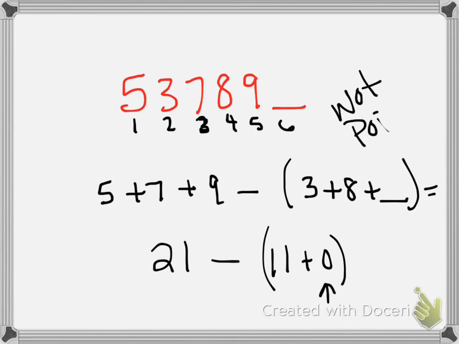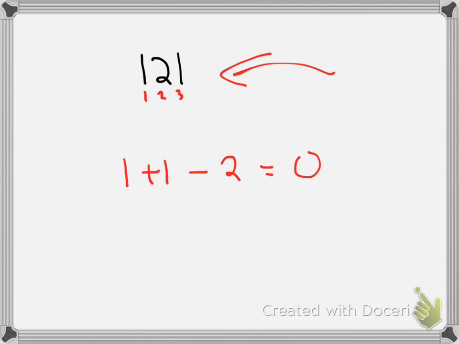Okay, so let's try another one that we know is divisible by 11. For example, the number, how about 121? Okay, we know that's 11 squared. But if I look at the odd positions, I've got 1, 2, 3. So 1 plus 1 minus the even position equals 0, so this is divisible by 11.